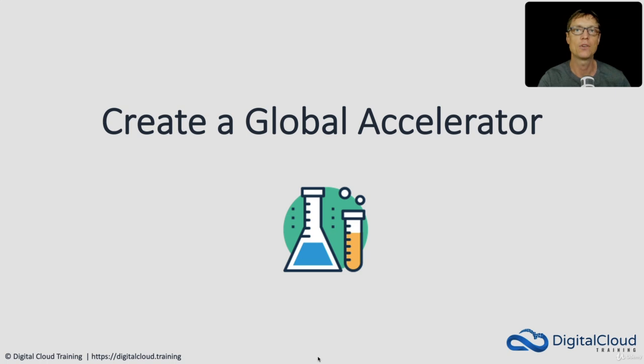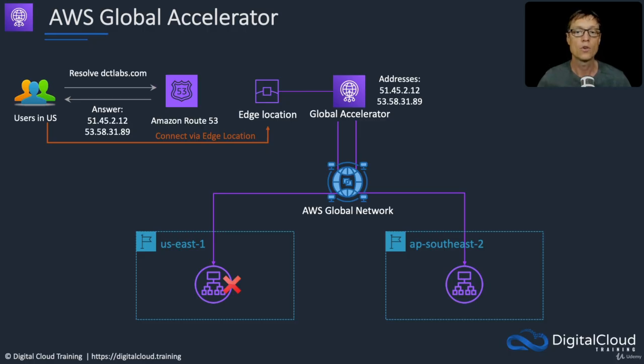Welcome to another hands-on lab. In this lab, what we're going to do is create an AWS Global Accelerator, and we're going to create two instances of an application in two different regions and then direct our traffic and see what happens. So what we're going to create is very much like what you see here.